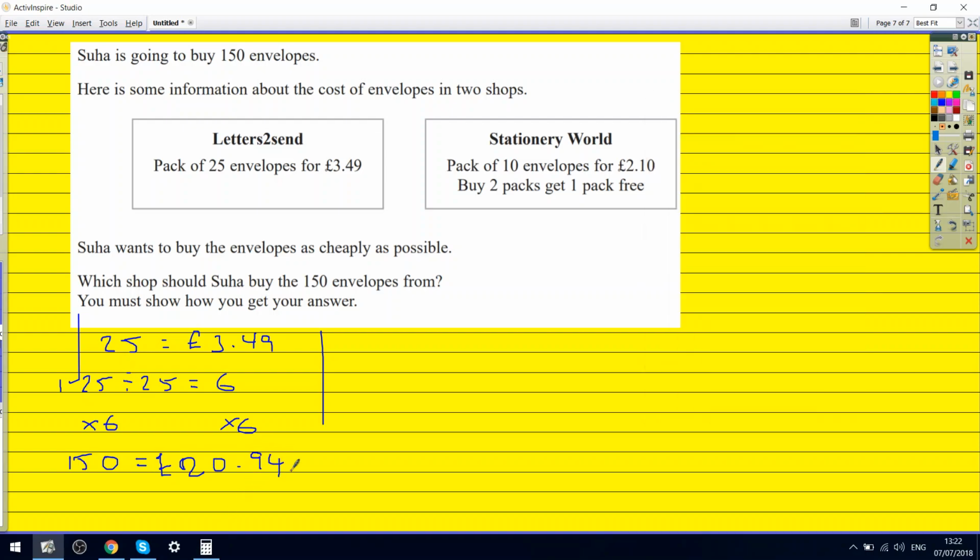Get 1 pack free. So I suppose how many? Okay, well, how would you figure out how that will work then? 210 divided by 10. Or wait, so divide 10 by 2, so that's 5, and get 1 pack free. So 5 divided by £2.10. Guess. I'm not even sure about this. So a pack of 10 envelopes is £2.10.